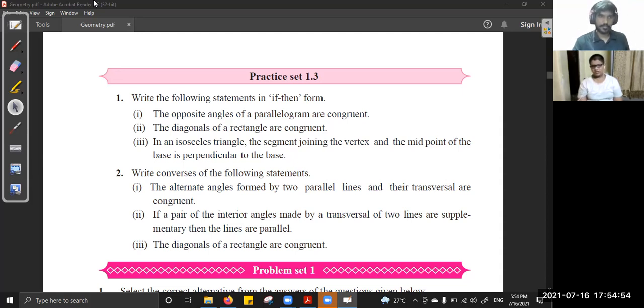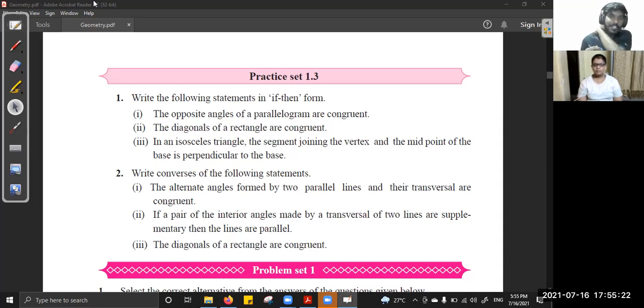If the opposite angles are congruent, then the parallelogram is congruent. First of all, what is a parallelogram? A parallelogram is a four-sided figure. What is a four-sided figure called? There's a word for that. Square? No, square is just one thing. Quadrilateral. Quadrilateral, correct.